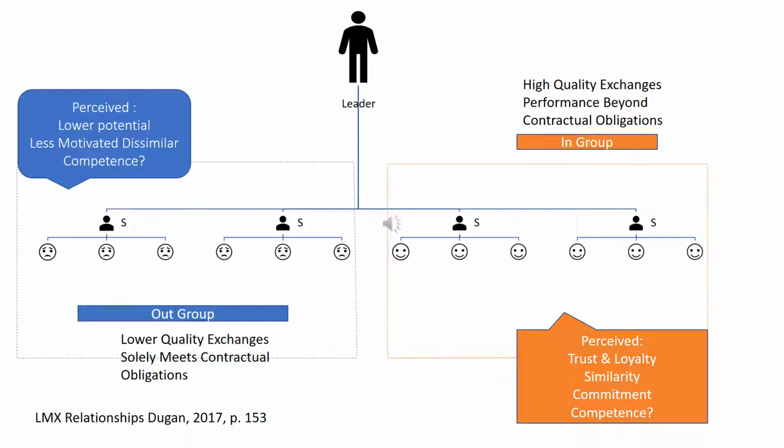Okay, so this diagram explains the LMX relationships. If you look, the leader's in the middle, and he has two different groups of people. Look to the right first, and this is the high quality exchanges, performance beyond contractual obligations. These are the in-group. These people are the ones that the leader trusts the most. They are perceived as being loyal, very similar, committed.